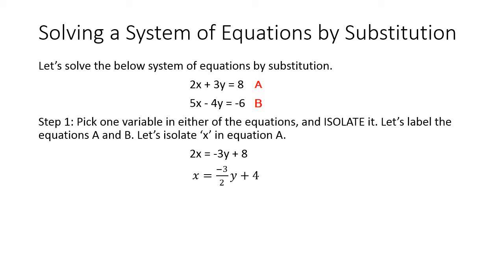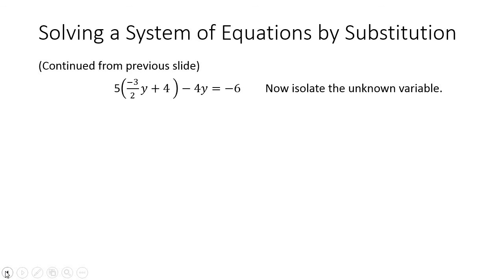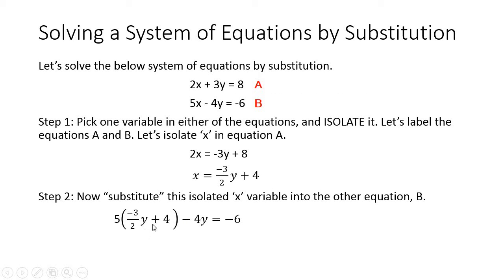Negative 3 divided by 2y plus 8 divided by 2, which is a 4 there. So we've isolated x now. So step 2, substitute this isolated x into the other equation B. Again, wherever there was an x in equation B, we put big brackets now and what x is isolated as from equation A. So we plugged all of this in for x over here.